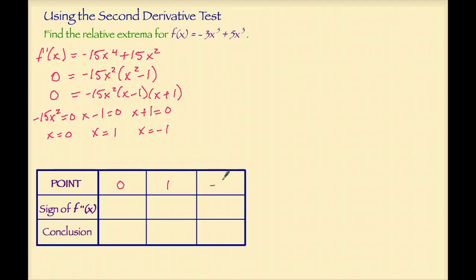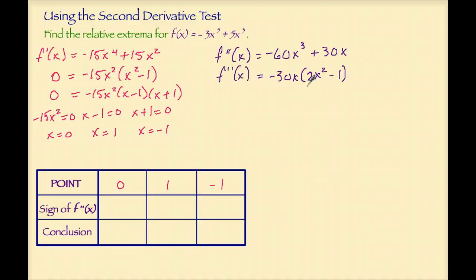So I have a list of 3 critical numbers. Are they maximum values, minimum values, or neither? We won't know until we use the second derivative test. So now we'll find the second derivative. F double prime of x is negative 60x cubed plus 30x. Let's take out a negative 30x. This leaves 2x squared minus 1. That's our second derivative. We will need to know the sign of the second derivative at each of these points to determine concavity. So let's get that information.